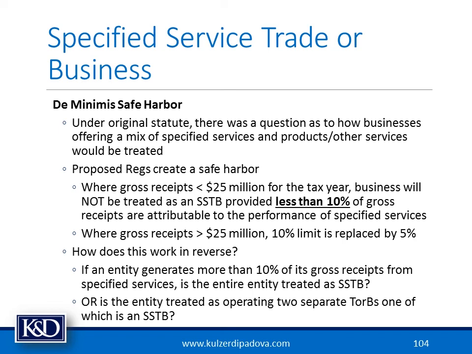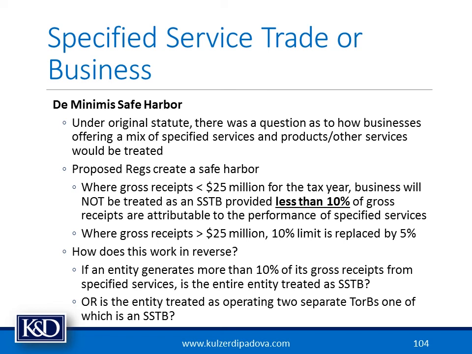So if you have gross receipts of less than $25 million, the business won't be treated as a specified service business as long as less than 10% of the gross receipts are attributable to the performance of those specified services. If gross receipts are more than $25 million, then 10% drops to 5%.